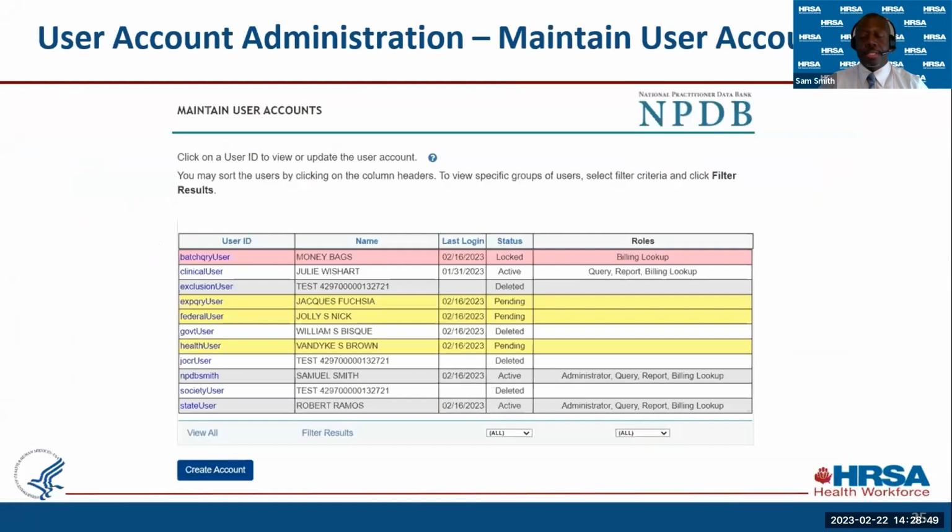NPDB administrators can manage their user accounts using the Maintain User Account page. This page shows you all of your user accounts within your organization. If you have a large set of user accounts, you can use the column headings to sort the list alphabetically, and you can use the bottom filtering options to filter by status or role.